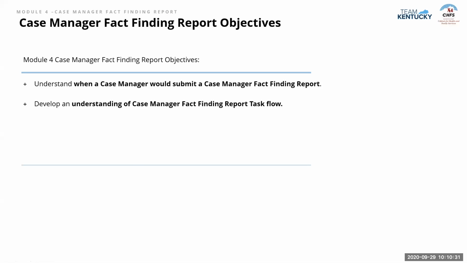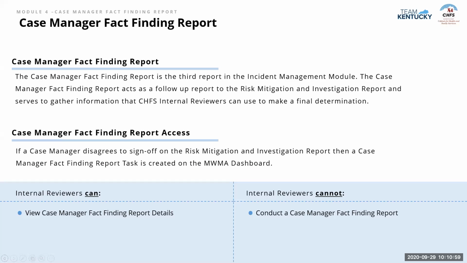First and foremost, we want to understand when a case manager would submit a case manager fact-finding report. We talked about this a little bit earlier, but you as an internal reviewer can't conduct a case manager fact-finding report, but you can review the details. So we're going to go over when specifically a case manager would do this report, and the specific screen flow of that. We'll go over how to actually navigate through one in the system. That's really what our objectives are right now.